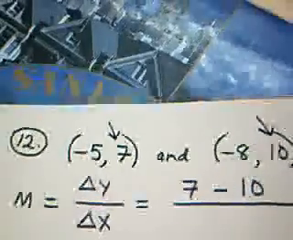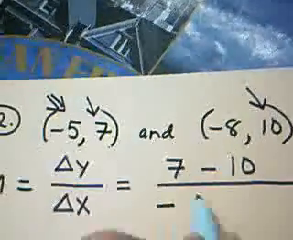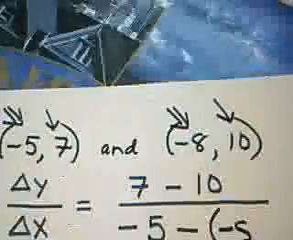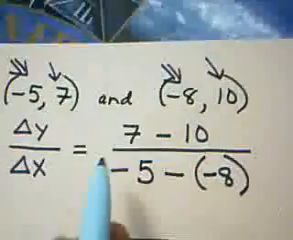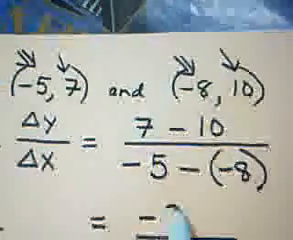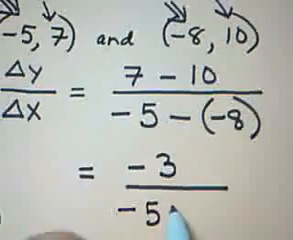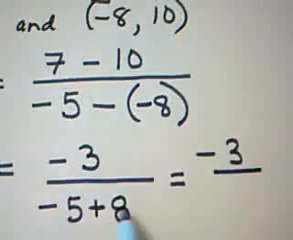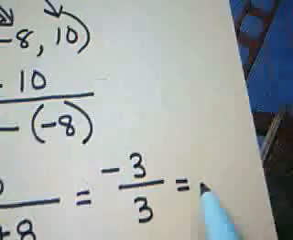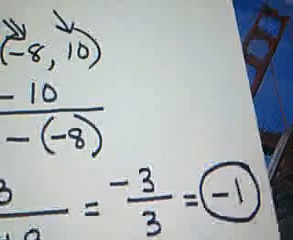Be consistent. If I want to find the change in x, I take the first x value, which is negative 5, minus the second x value, which is negative 8. And be careful with the arithmetic there. On top we have 7 minus 10, which is negative 3. On the bottom, I actually have negative 5 plus 8. You with me? That's going to become negative 3 over positive 3, and that reduces to negative 1. So this particular line has a slope of negative 1.